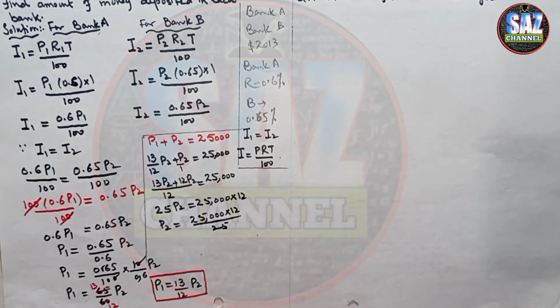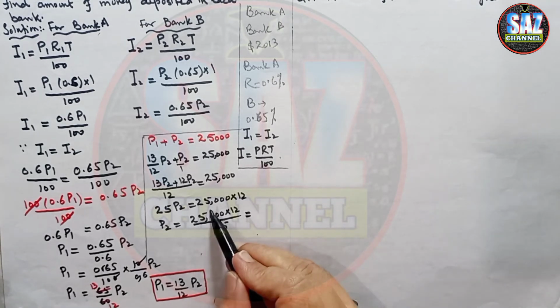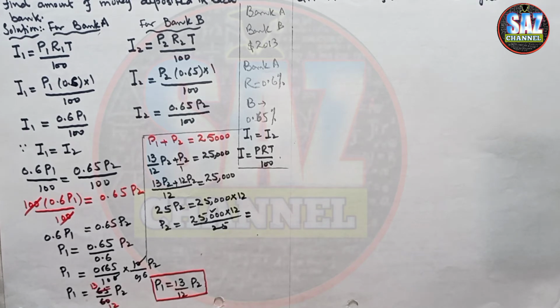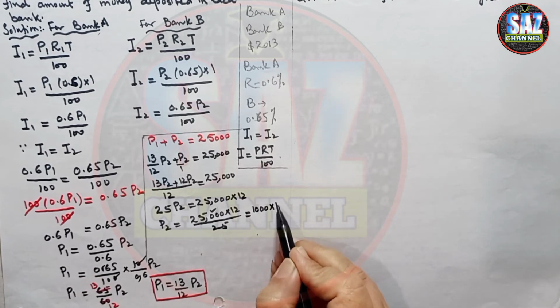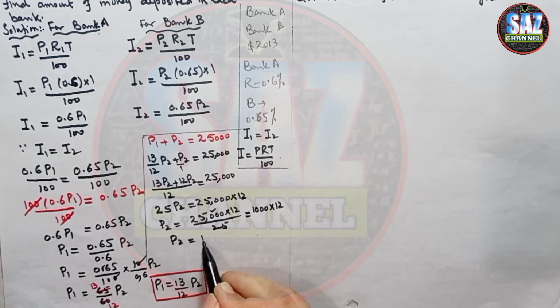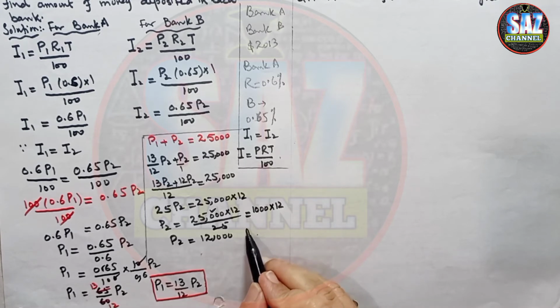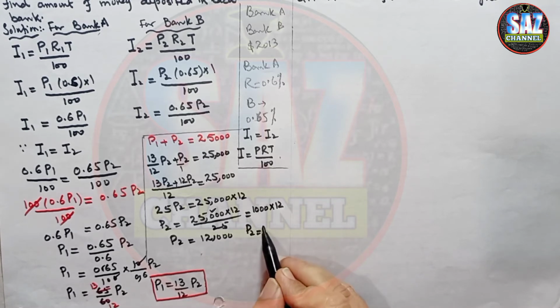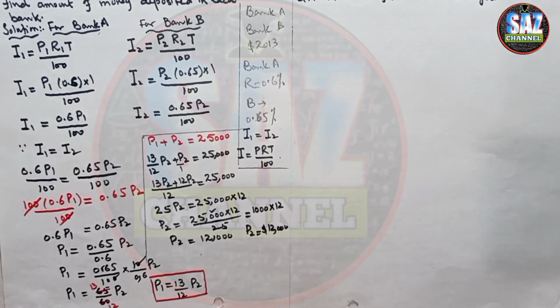Now multiply, or it's your choice. Either we can first divide 25,000 by 25, 1, 2 and 3 zeros. This will give me 1,000 multiplied by 12. 1,000 multiplied by 12, and P2, the amount in the second bank, is 12,000. So P2 is $12,000. Okay, and let me block this answer.